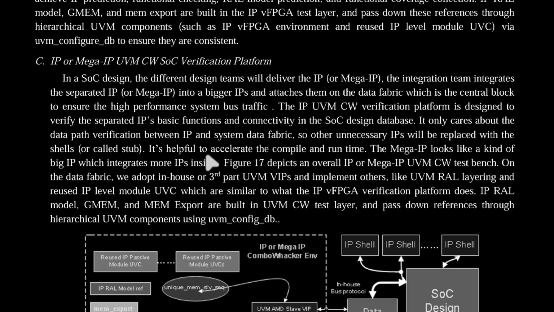So it helps to accelerate the compile and runtime. The Mega IP looks like a big IP, which integrates more IPs inside. Figure 17 depicts an overall IP or Mega IP UVM CW test bench. On the data fabric, we adopt in-house or third-party UVM VIPs and implement others like UVM RAL layering and reused IP level module UVC, which are similar to what the IPv virtual FPGA verification platform does.